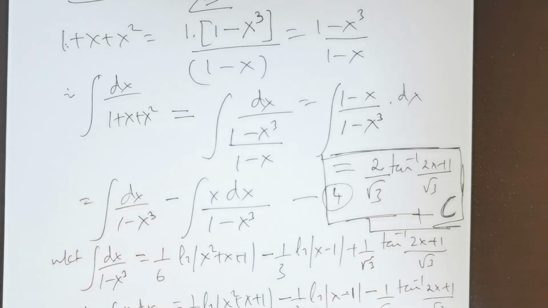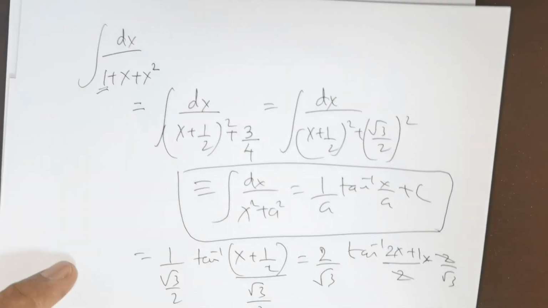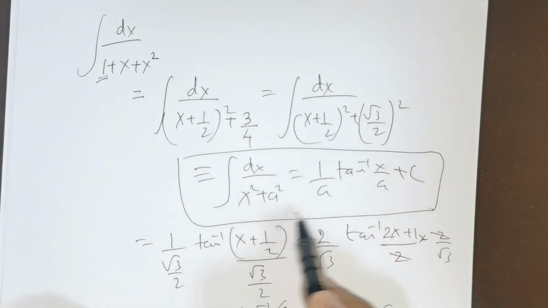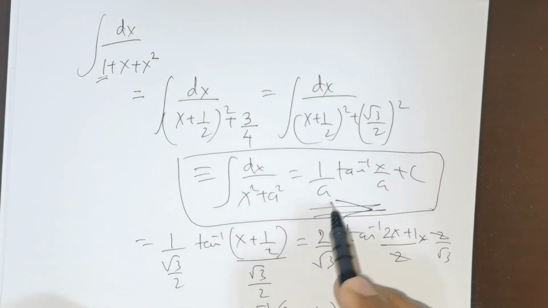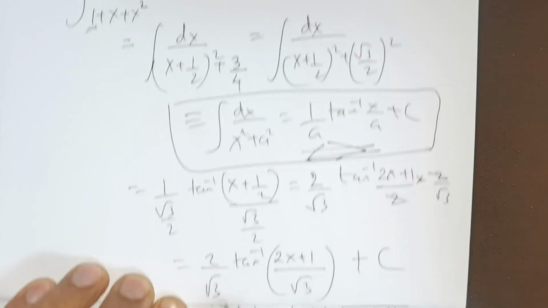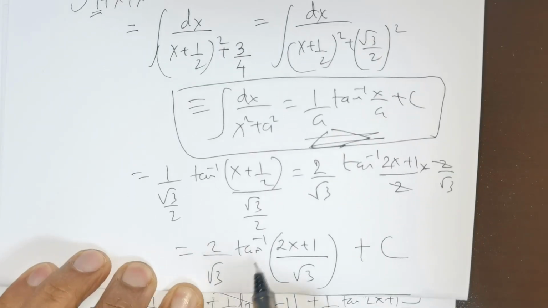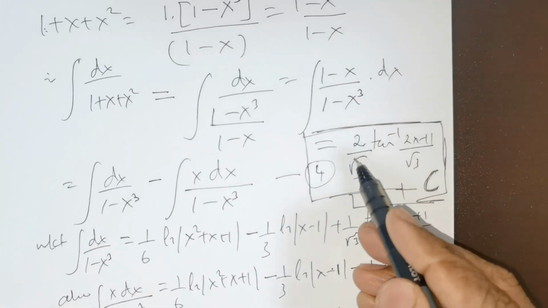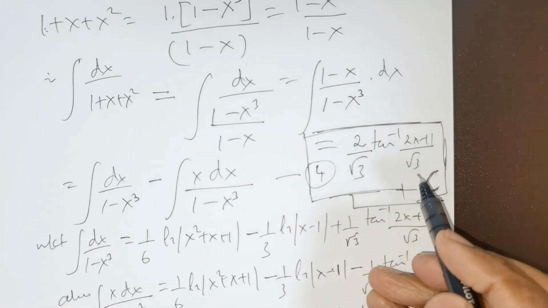Now, I want to show you the result that we got by applying the formula. If you remember, I just applied the formula for this question, and this is the formula that was applied. And what did I get? I get 2 over root 3 tan inverse of (2x + 1) divided by root 3. And what did I get here? 2 over root 3 tan inverse of (2x + 1) divided by root 3.